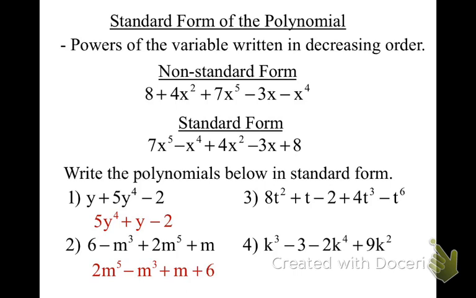Next one, -t to the 6th, positive 4t to the 3rd, positive 8t squared, positive t, and -2. Constant terms always go as the last term. The last one is negative 2k to the fourth, k to the third, positive 9k squared, negative 3.